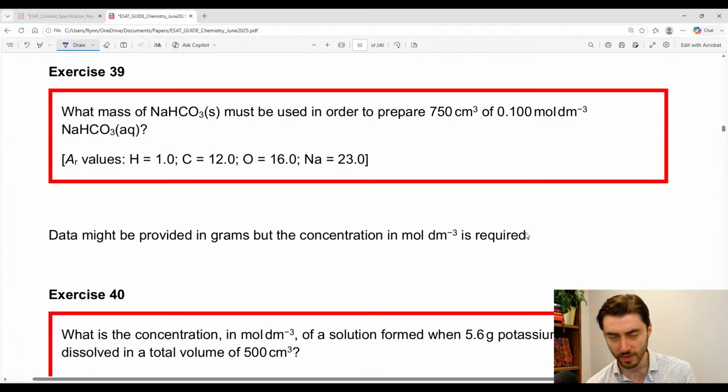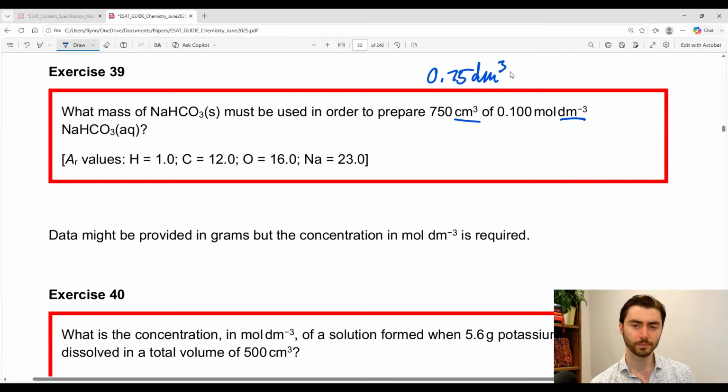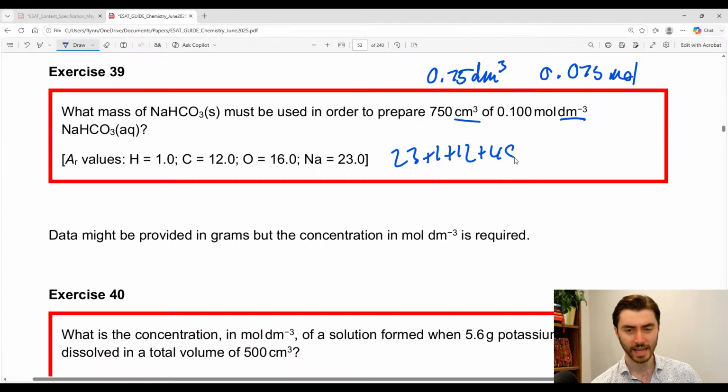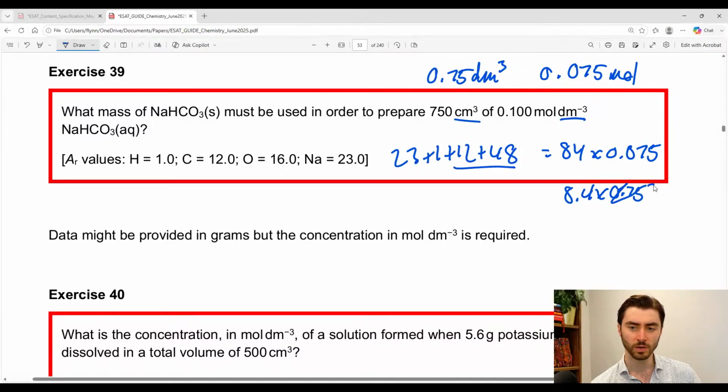Moles per decimeter cubed, obviously much more the done thing where you're being careful about your units. So that's 0.75 decimeters cubed times that is 0.075 mole. All right, so 23 plus 1 plus 12 plus 48. That makes 60, and that is 84. And we want that 0.75. So it's 8.4 times 0.75, which is 3/4. Makes that 2.1, makes that 6.3 grams.